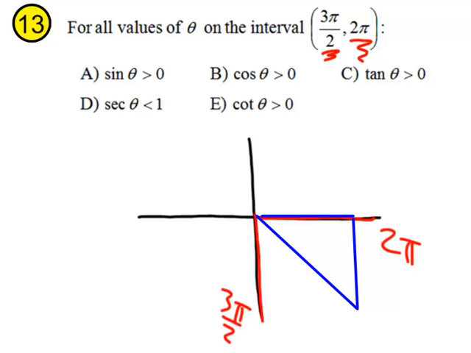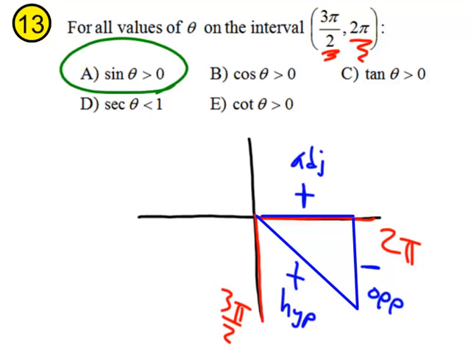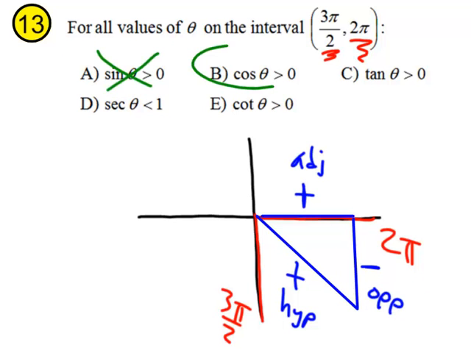The opposite, regardless of what angle we're dealing with in that quadrant, will definitely be negative. The adjacent will definitely be positive in the fourth quadrant, and the hypotenuse is always positive. So now that we've got the signs of these triangle sides, we can go down the list here. Sine of theta is greater than 0? We see that sine would be a negative over a positive, and that would not be greater than 0. So not true.